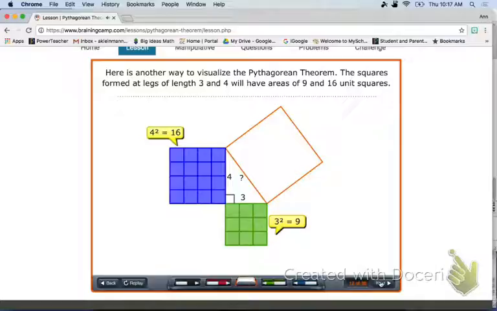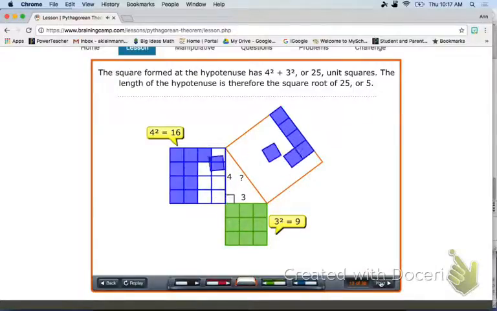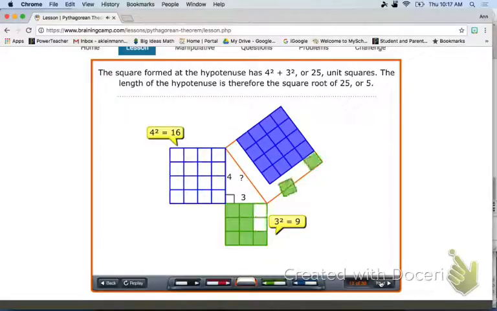Here is another way to visualize the Pythagorean theorem. The squares formed at legs of length 3 and 4 will have areas of 9 and 16 unit squares. The square formed at the hypotenuse has 4 squared plus 3 squared, or 25 unit squares. The length of the hypotenuse is therefore the square root of 25, or 5.